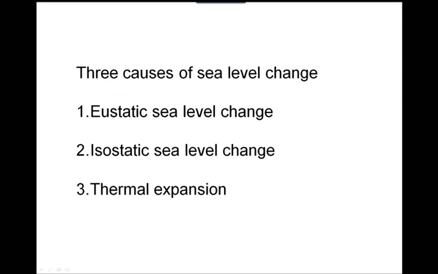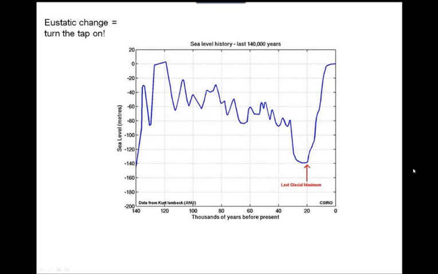We also have something called isostatic sea level change. This is a little bit more complicated to understand, but essentially isostatic sea level change is change in relation to the land level. We'll come back to that in a minute. Finally, thermal expansion is the idea that if you warm the ocean, the ocean water will expand, and this is another cause of sea level change. Well, let's look at eustatic change.